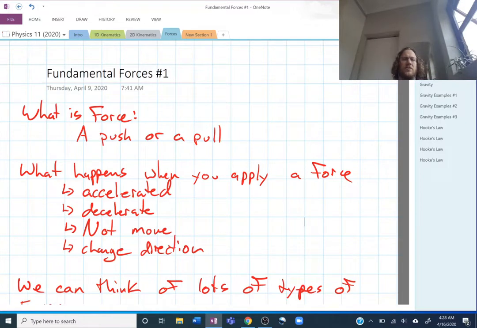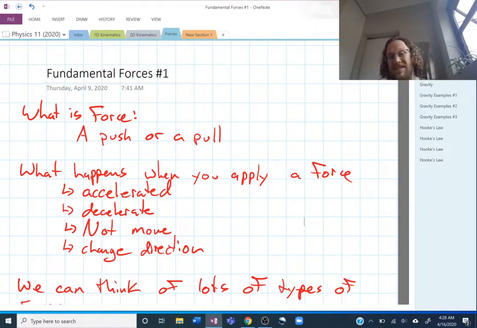So for starters, what is a force? Anything that is a push or a pull is a force. And we can think about all sorts of things that are pushes and pulls, from you physically pushing on something with your hand to physically grabbing something and pulling it with your hand. Cars and trucks apply pushes and pulls all of the time. Two objects colliding also impact forces on each other as well. All of these things are considered pushes and pulls.